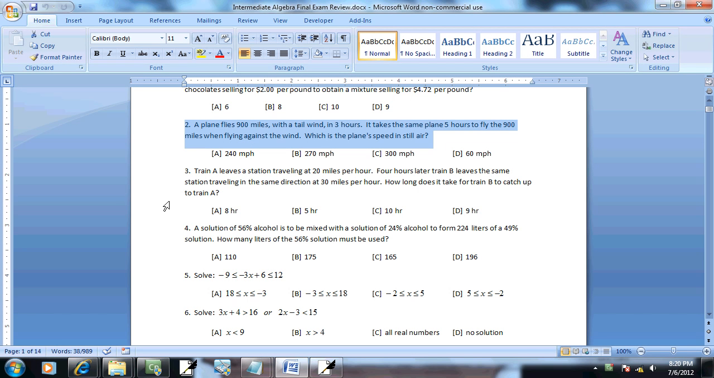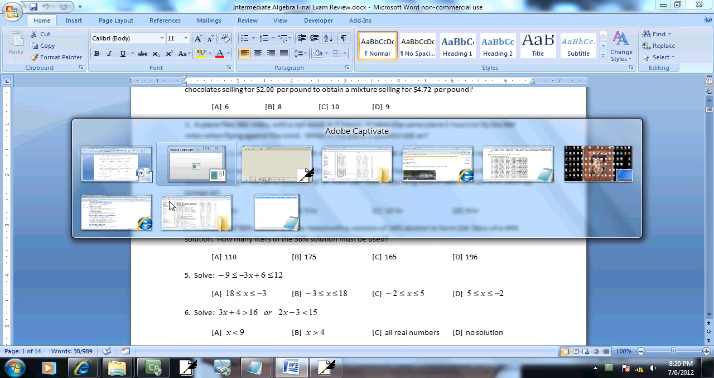Let's take a look at the next problem. It says a plane flies 900 miles with a tailwind in 3 hours. It takes the same plane 5 hours to fly the 900 miles when flying against the wind. What is the plane speed in still air?